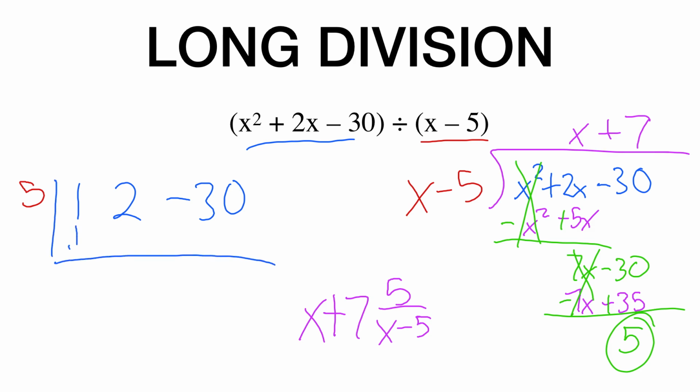My first step is I drop down my first number. That's now 1 again. But then what I do is I multiply 1 by 5. So that's 5. Then 2 plus 5 is 7. So now I'm going to multiply 7 by 5. 7 times 5 is 35. Negative 30 plus 35 is 5.